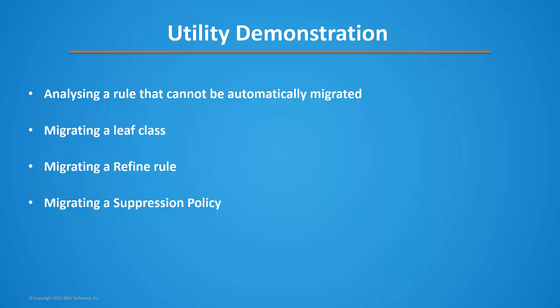Okay, now I'm going to give a utility demonstration. I'll show analyzing a rule that can't be automatically migrated due to its content. I'll show migrating a leaf class, migrating a refine rule, and migrating a suppression policy.